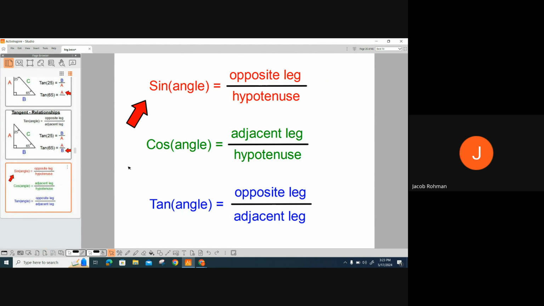So here's a summary of the three different relationships within trigonometry. So you have sine, cosine, and tangent all labeled out here.